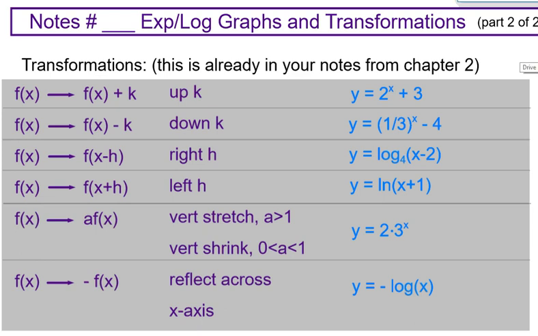Okay, so we have a few examples that I've written in blue, and basically the idea would be if you wanted to graph one of these, what you could do is think of the graph of the parent function and then what transformation took place. So if you wanted to graph y equals 2 to the x plus 3, you would think of what the graph of y equals 2 to the x looks like and then shift it up 3. If you wanted to graph y equals 1/3 to the x minus 4, you would think about what the graph of y equals 1/3 to the x looks like and then shift it down 4.